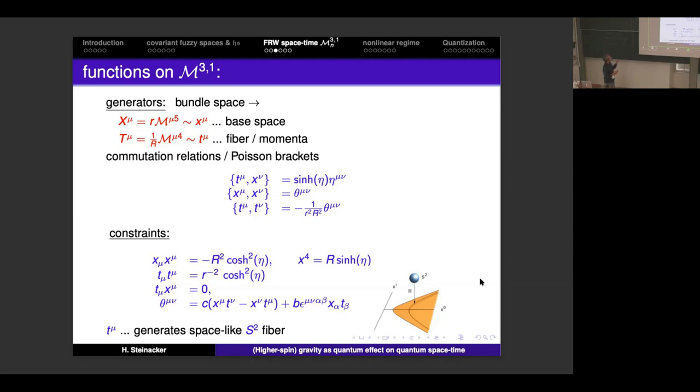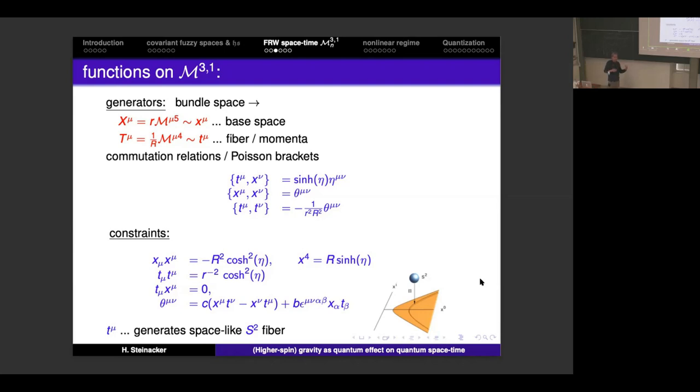These are obtained by putting the last index to 5. There are other generators, which I called previously Y. Oh my God, now I changed notation. Now I'm calling them T. They're obtained by putting the index to 4. And it turns out that these really describe the fiber. So the X describes space-time and the T describes this two-dimensional sphere in the fiber.